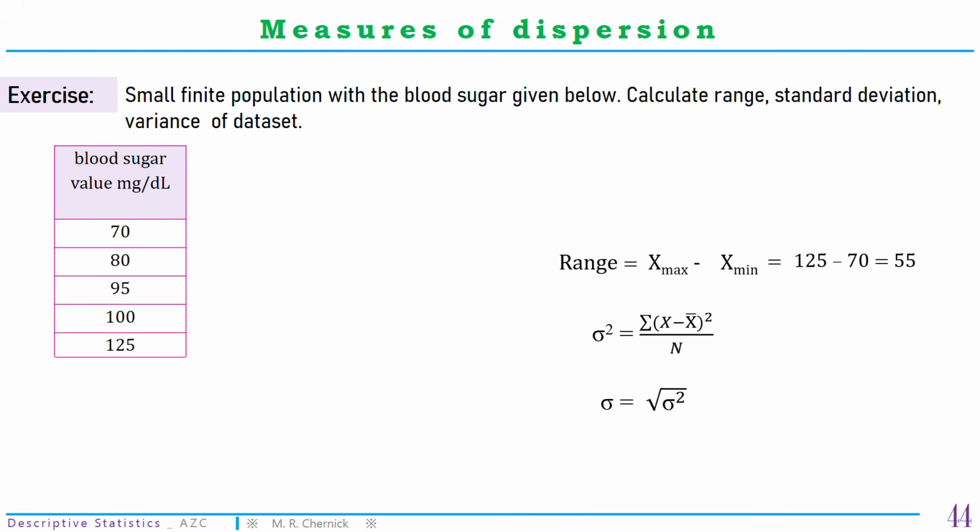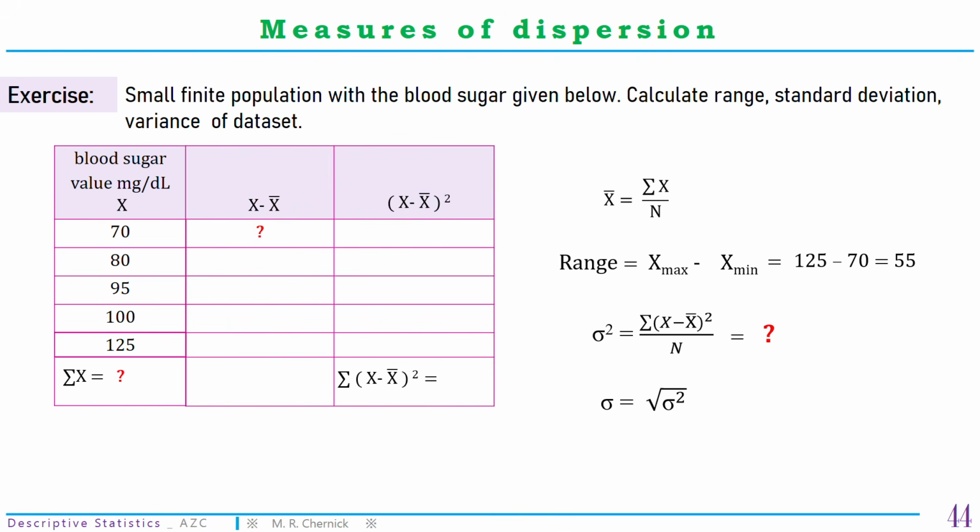The maximum value of these observations is 125, and the minimum value is 70. So, range is 125 minus 70 is equals to 55. Now, to calculate variance, we need mean value. We need to calculate x bar. For this, we need sigma x, and we are adding a column of x minus x bar and a column of x minus x bar whole square.